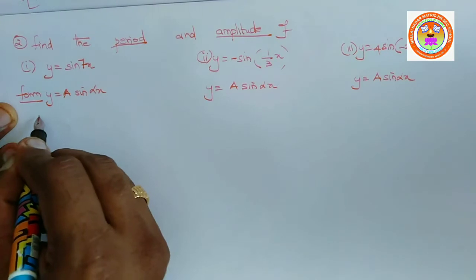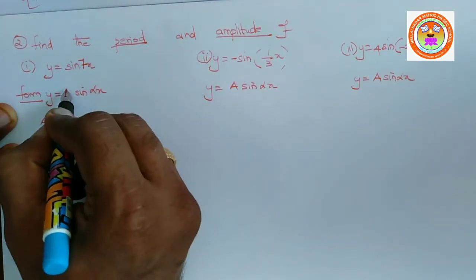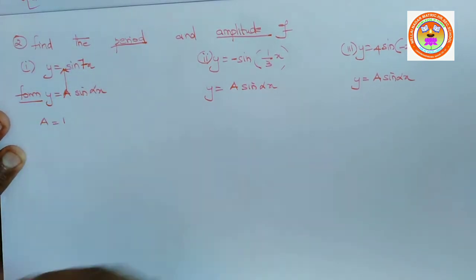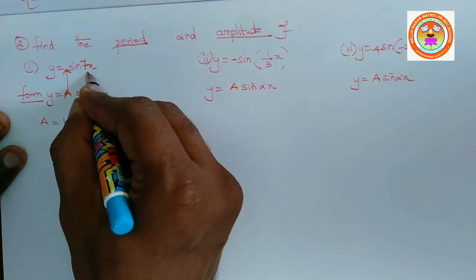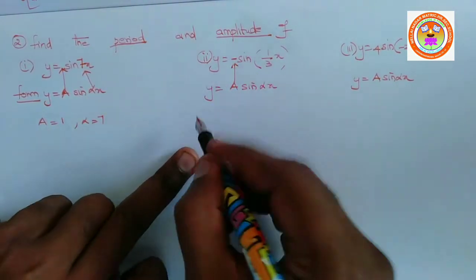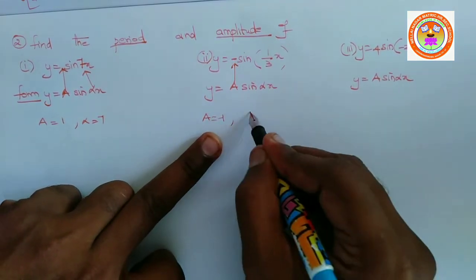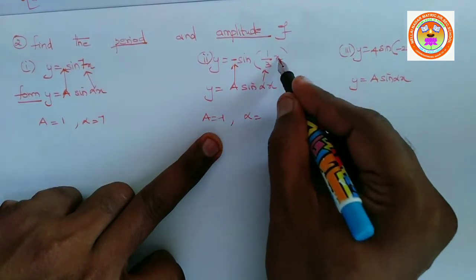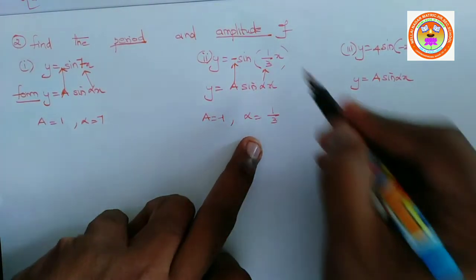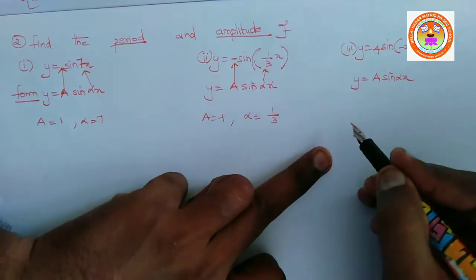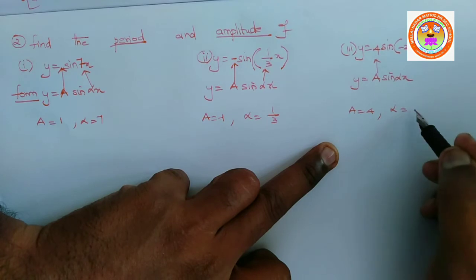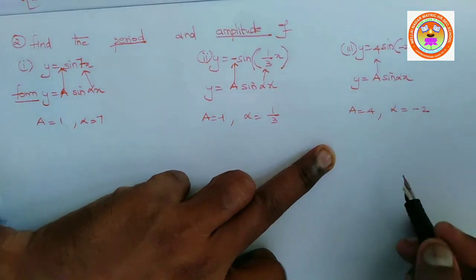Now we need to check what is A. For sine 7x, A is nothing but 1. There is nothing written, so we can take it as 1. Alpha is equal to 7. The same for the next, you can check here. A is equal to minus, so we can write A is equal to minus 1. x is common, so alpha is equal to 1 by 3. Finally, A is equal to 4 here. Alpha is equal to minus 2 because the x coefficient is minus 2.